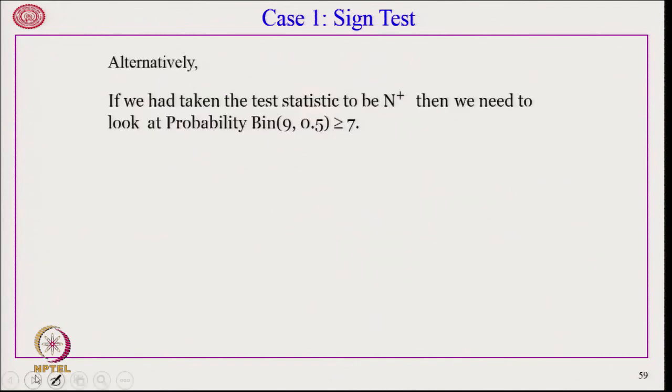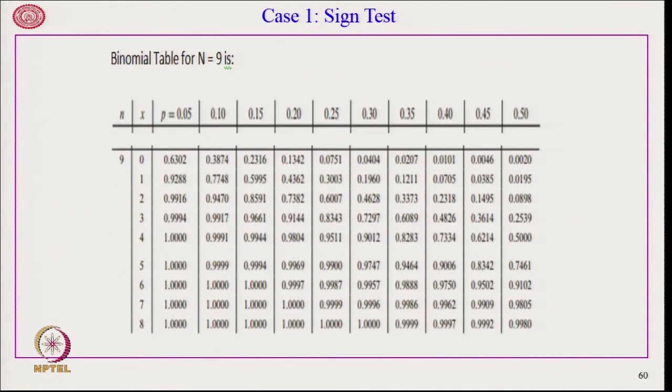Alternatively, if we had taken the test statistic to be n plus, then we will have to look at the probability that a binomial 9, 0.5 variable is taking value greater than equal to 7. So, let us look at the binomial table again. Till 7, we need to find out the probability that a binomial 9, 0.5 taking a value greater than equal to 7, which is nothing but 1 minus probability that the random variable is less than equal to 6.